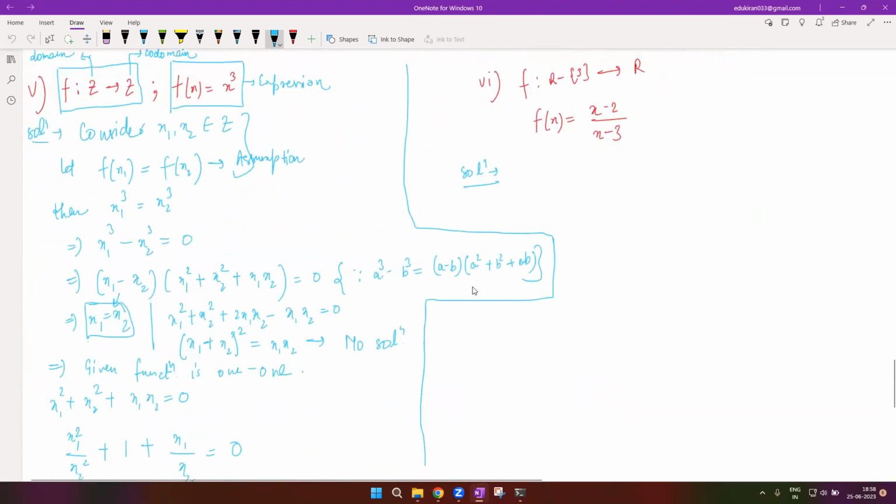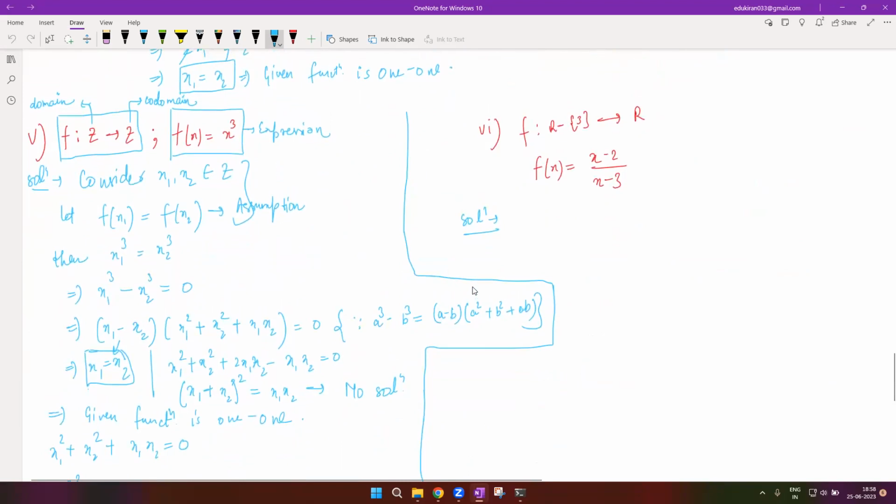Let's start with this question now. So first of all, let's understand what is written here. A function f is given to us, right? And its domain. This is its domain, right?